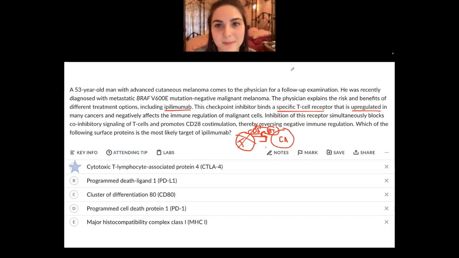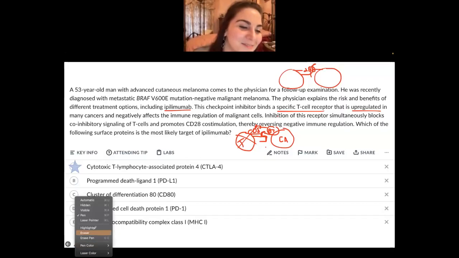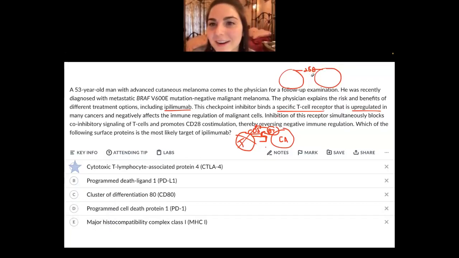CTLA4. Okay? So draw it out. CD28 normally binds to B7. Yes, you did get got. Very good. But see, you get got now, you won't get got in the exams, which is all I care about. I actually love when you guys get these questions wrong because I'm trying to get you. I really am trying to get you.